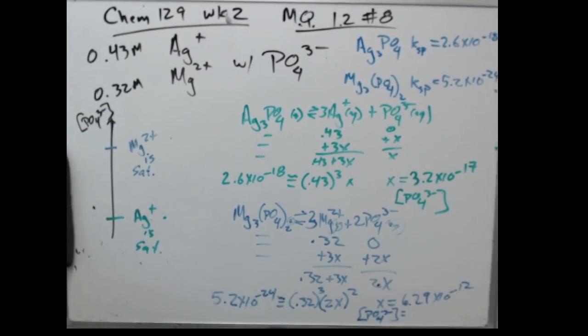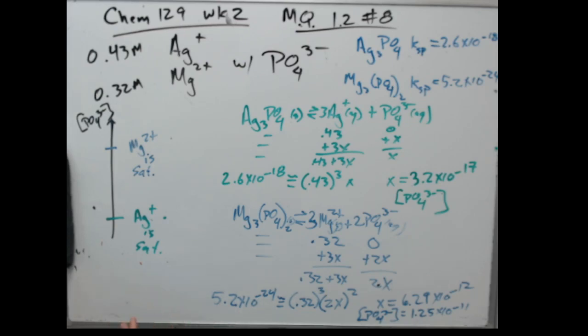There we go. It is 1.25 times 10 to the minus 11. Which phosphate concentration is bigger, the one to saturate silver or the one to saturate magnesium? Magnesium is the bigger concentration. That means silver is going to precipitate first. So even if we didn't do the KSP comparison correctly, we're like, oh, silver is going to be first.